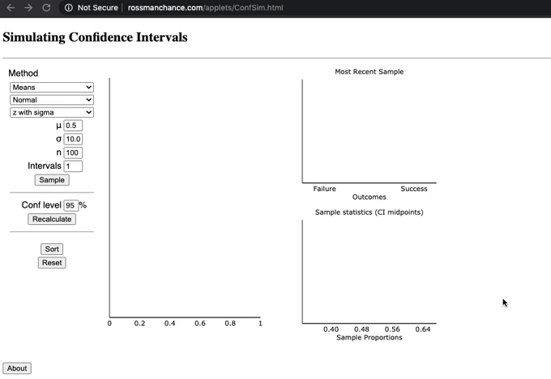Confidence intervals can be a little tricky when you get started. So let's do some simulations. There's this website here that we can use to run different simulations. We've got a mean of 0.5 and sigma, so standard deviation, of 10. Let's run one example.